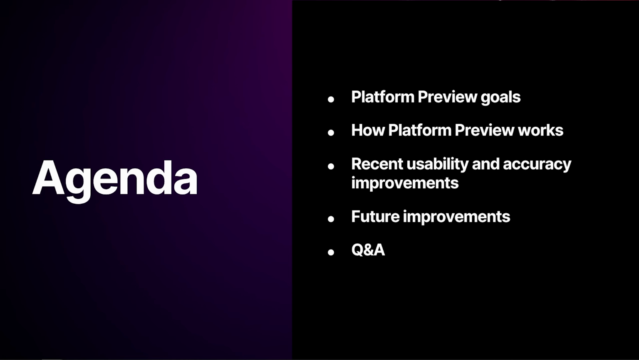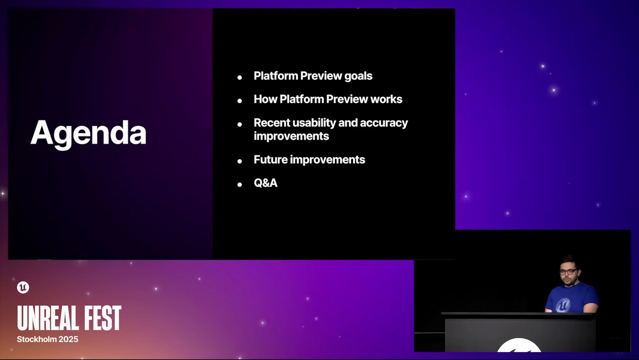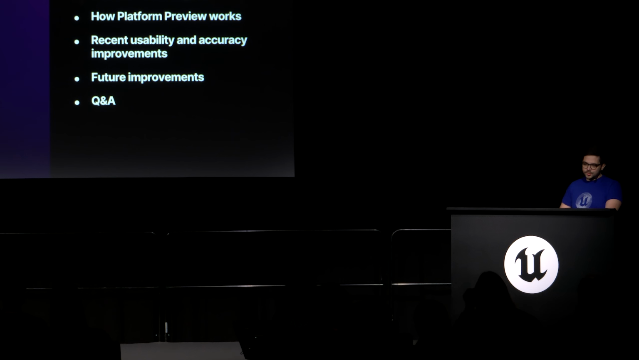Then we're going to go to recent usability and accuracy improvements in 5.6 and 5.7. These are some new features that let you have a more exact preview and hopefully save you the hassle of cooking, packaging, and deploying to device and debugging on Android. And future improvements, stuff we want to do for 5.8 and beyond. Some are more near-term than others, but we're going to go through them. And of course, a Q&A session at the end.